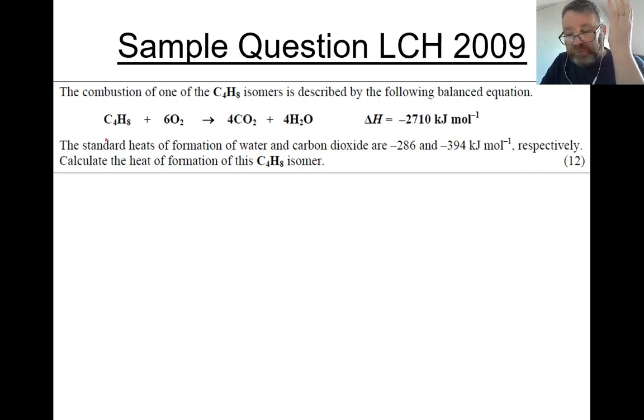Now C4H8, just think about that for a moment. C4H8, 4 carbons, but there's only double the amount of hydrogen. So this is an alkene. So this could be butene or butene. We're not too sure. It doesn't say. It says one of the isomers.